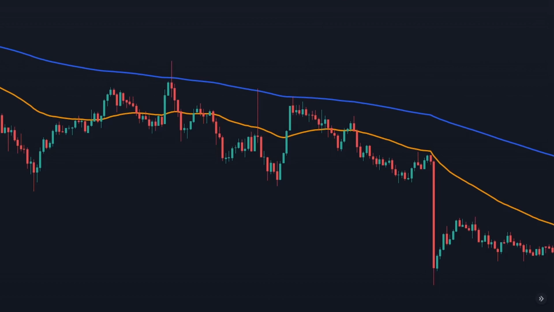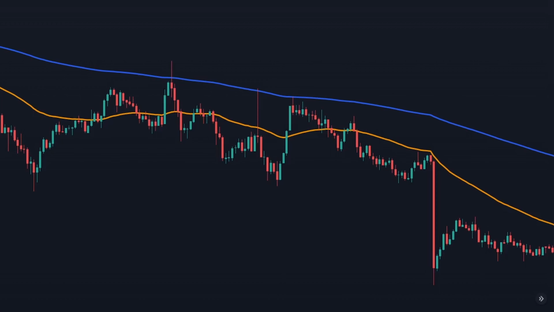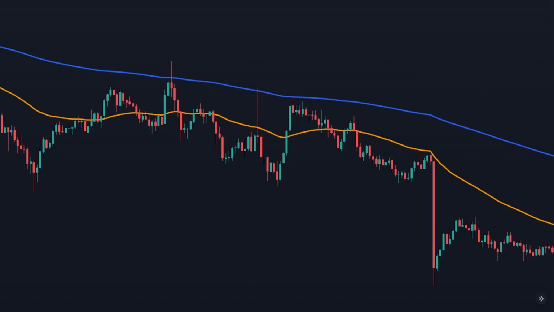Now, let's see how to identify this setup in a bearish trend. As mentioned before, in a bearish trend, 2 conditions also need to be met. First, the orange EMA 50 line needs to be below the blue EMA 200 line, which confirms a bearish trend. Second, in a bearish trend, you are looking for bearish candlestick patterns.